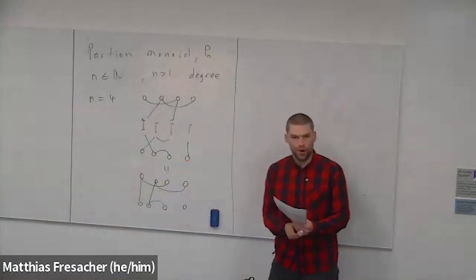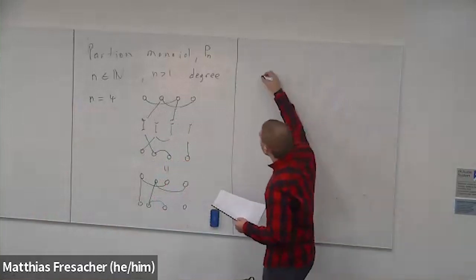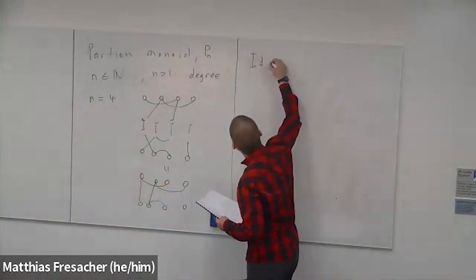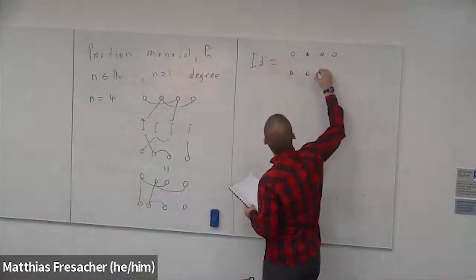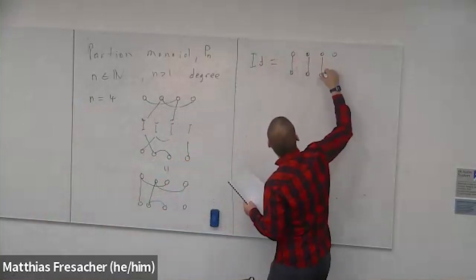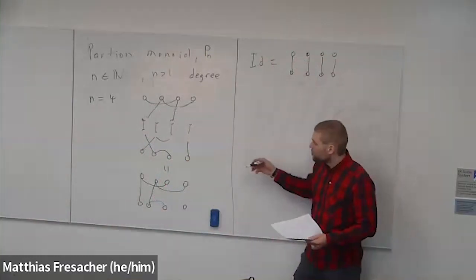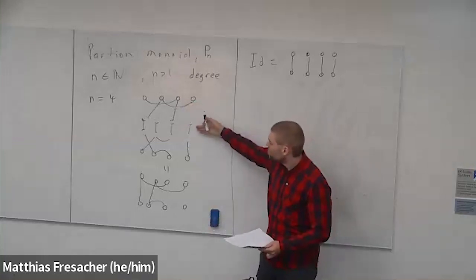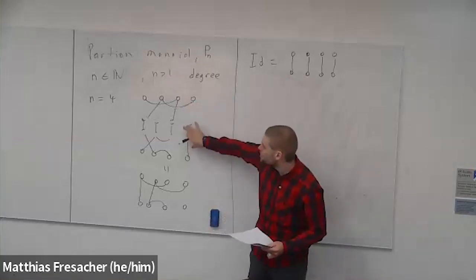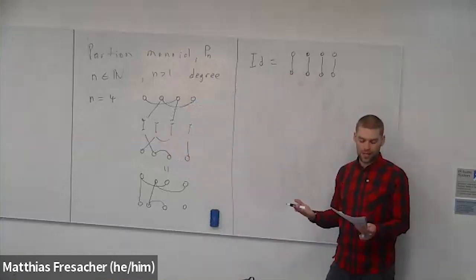Now these are monoids, so we need to have an identity. And the identity for these monoids is going to be, if we stay with rank 4, just all vertical edges. And we can see, if we were to concatenate, this is what this process is called, with the identity diagram, we're not changing anything because all the connections would be the same as we previously had.